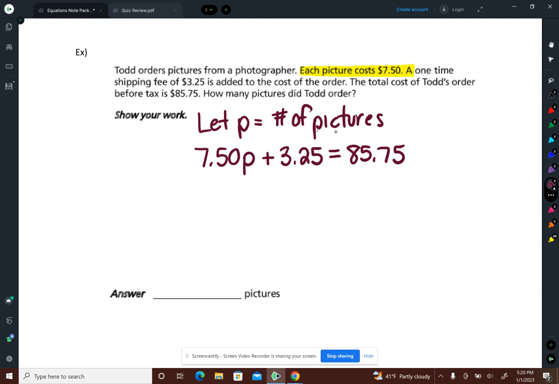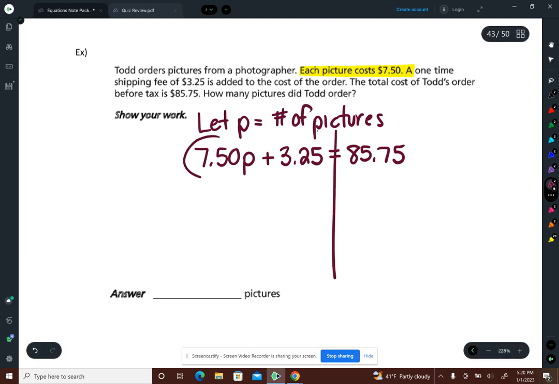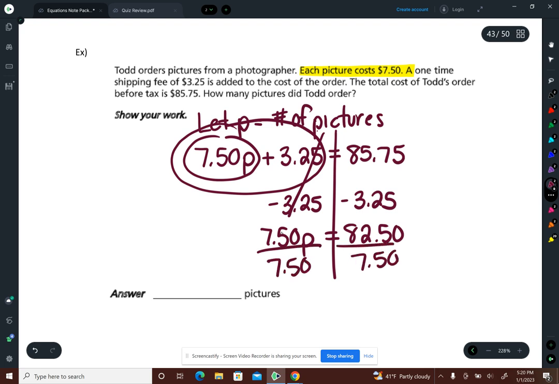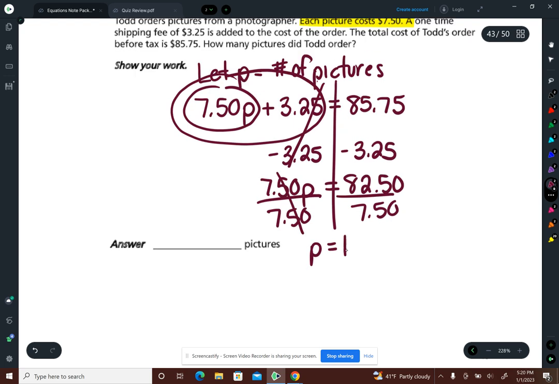Okay, so now why don't you pause one more time, try to solve the equation, and then press play and check your answer. So hopefully you've got your inner layer here and then your outer layer. You subtract the 3.25 from both sides, so those are going to cancel. I get 7.50p equals 82.50, and then your last step should have been to divide both sides by 7.50. So those cancel, and 82.50 divided by 7.50 would be 11, so you would get 11 pictures. Okay, and that's it for our lesson for today.